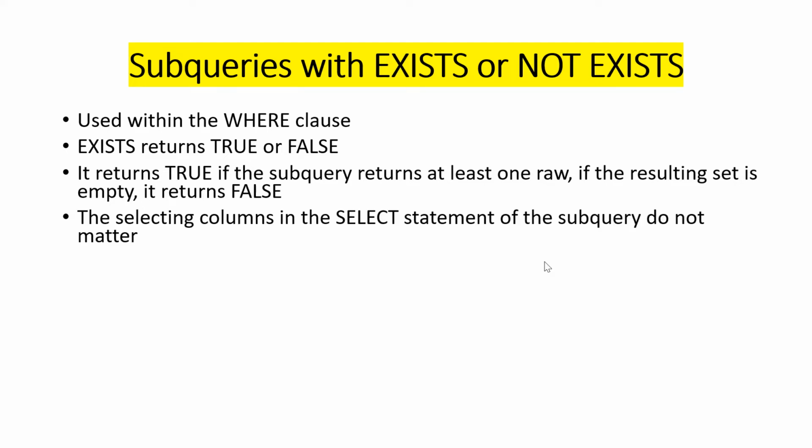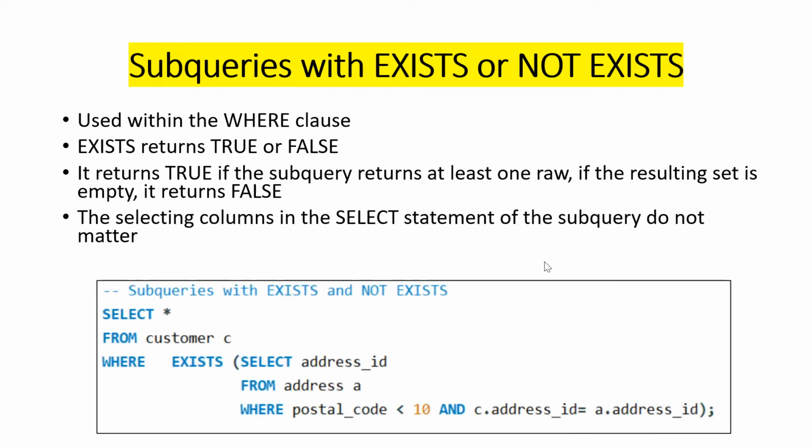And here, one small remark is that the selected columns in the SELECT statement of the subquery do not matter. For example, here, as you can see, we have SELECT all from customer C, where we don't write any columns, so where EXISTS, we use EXISTS directly after the WHERE. We open our parentheses, so when we select the address ID or we select all or we select 2 or 3 columns, it is the same thing because EXISTS will look at the retrieved data. If we have at least one row which is true, the EXISTS returns true. Otherwise, it will return for us false.